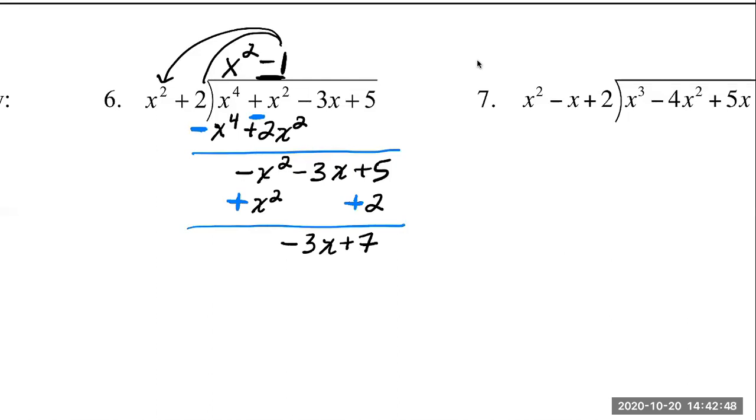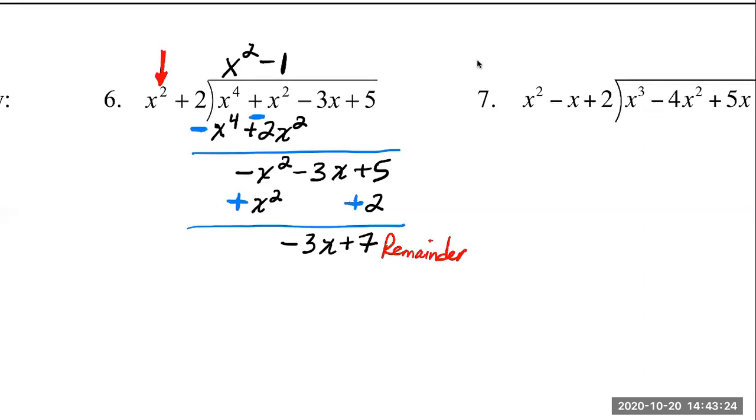When do you know when to stop this process? You know to stop this process when the divisor, this exponent right here, this x squared, is larger than the exponent on this one. So the x squared, the 2, is bigger than the negative 3x to the 1st. So this is actually finished. What we call this bottom part, this is our remainder, just like we had in the previous one.